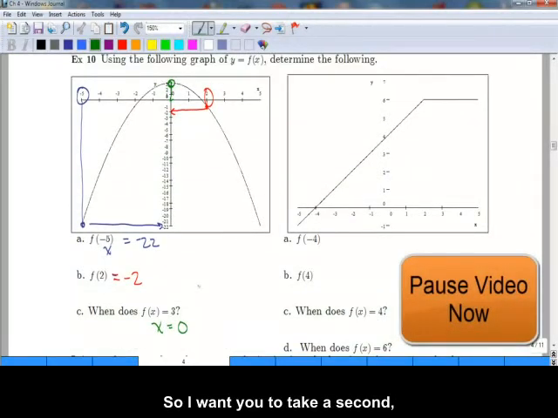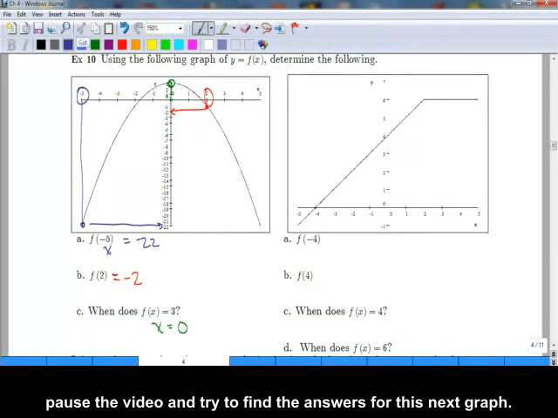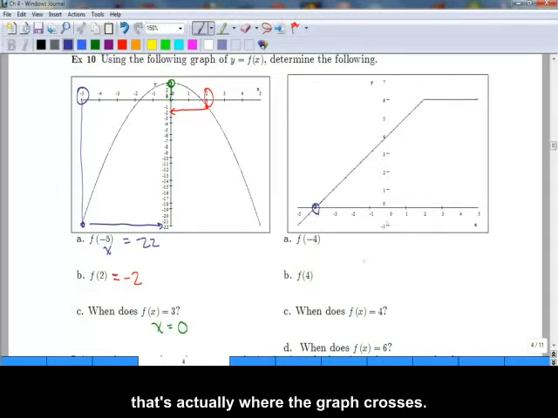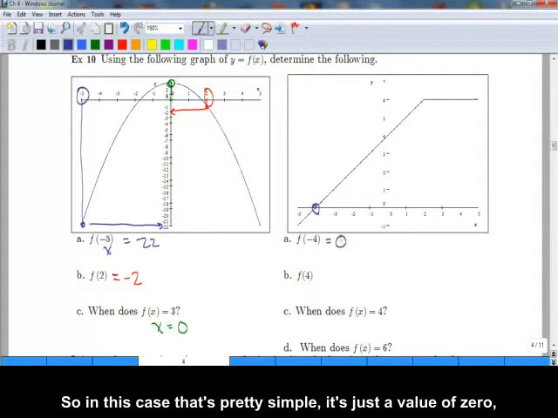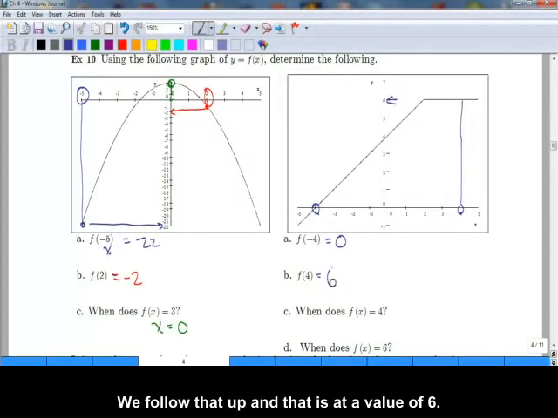So I want you to take a second, pause the video, and try to find the answers for this next graph. Okay, so for this graph, if you look at the x value of negative 4, that's actually where the graph crosses. So in this case, that's pretty simple. It's just a value of 0 because it's on the axis. Whereas f of 4, we're over here, we follow that up, and that is at a value of 6.